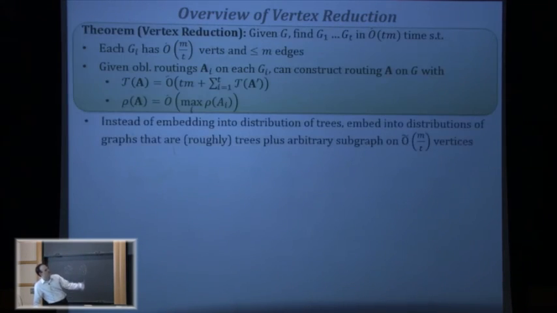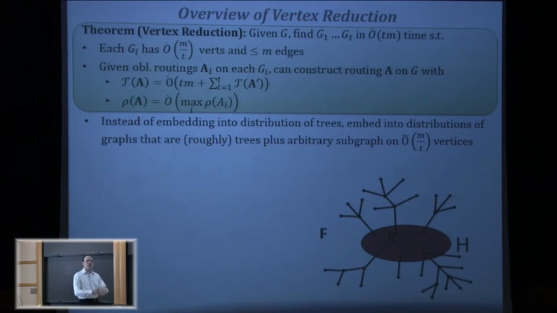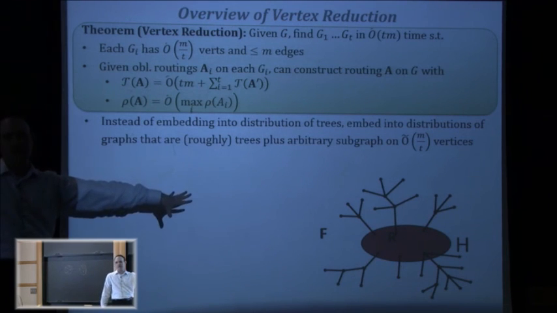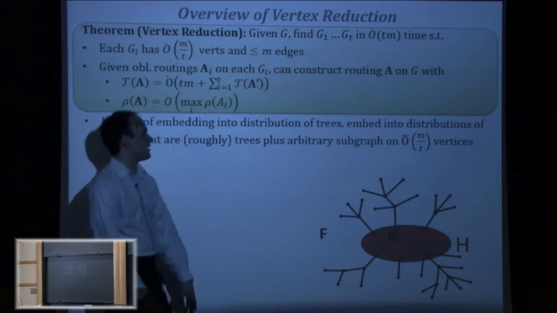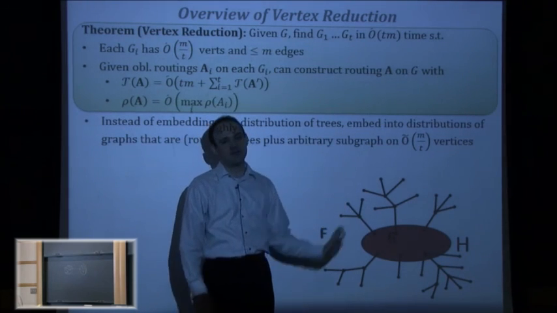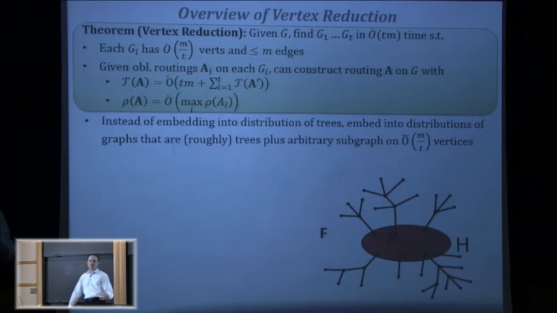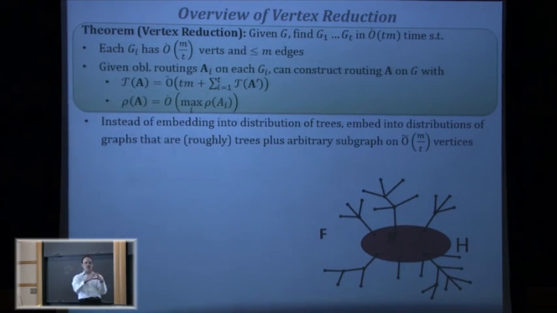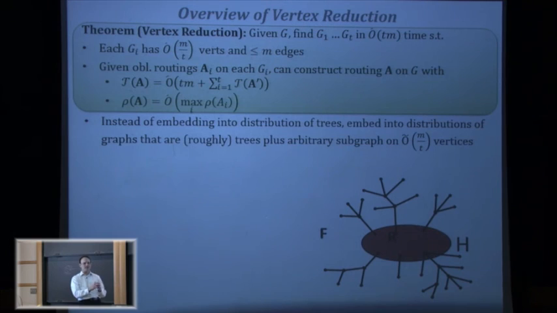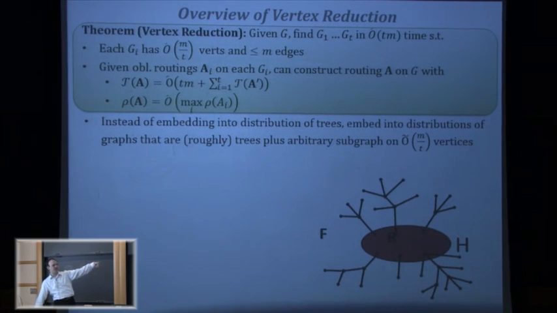For the vertex reduction, roughly the idea is we're going to embed not into trees, but into trees plus a little bit. You could have done it as trees plus a couple edges or trees plus a couple vertices. Let's do trees plus a couple vertices here. The idea is if I give you a graph that is an arbitrary graph on some number of things plus a bunch of trees, then you can not pay for the tree part of it. Routing on trees is really fast. And so what we're going to do is embed into graphs that look like that. They're like m over t vertices plus some trees coming out of them.